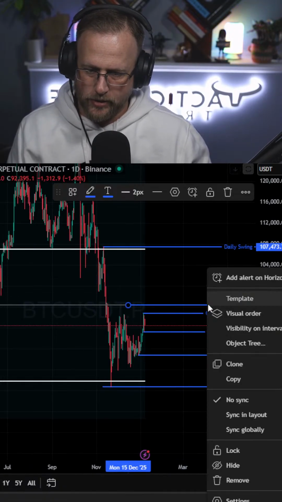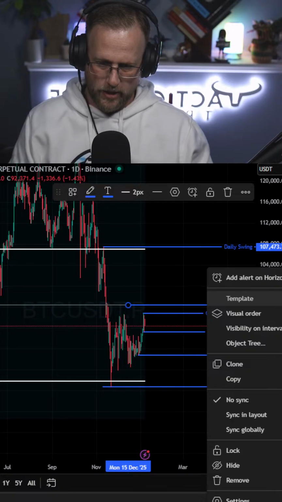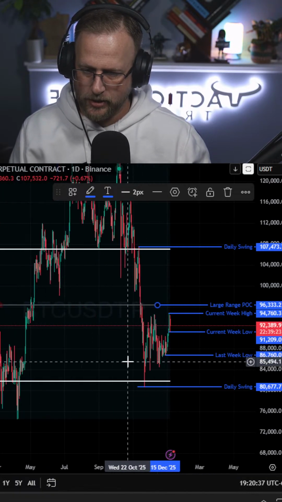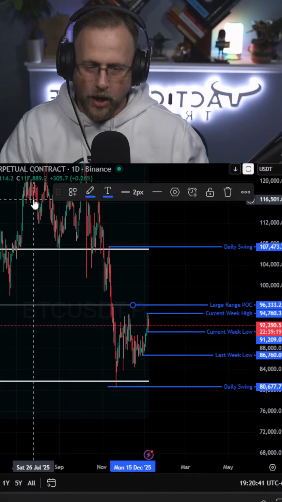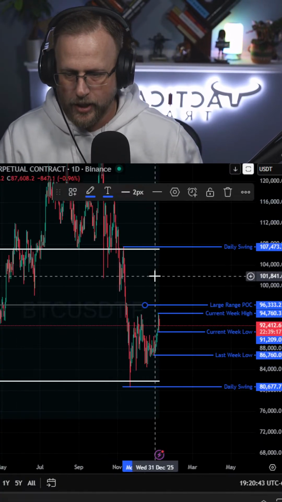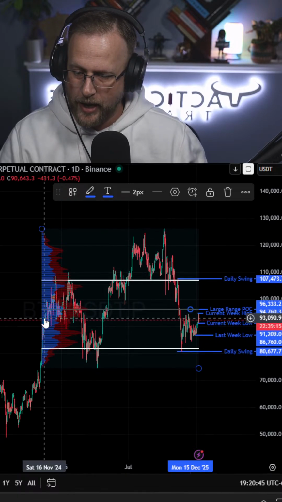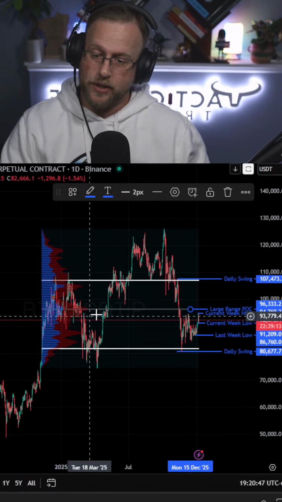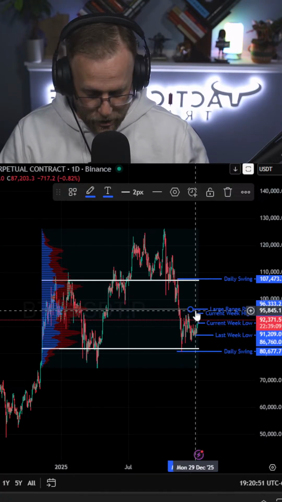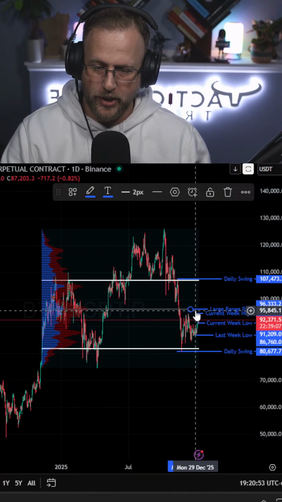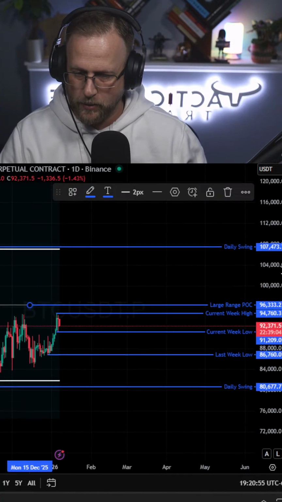96,333, right? And I think I do have, yep, large range POC right there. That's an important level. That's the POC, kid, right? Where most of the volume has been traded in this entire range. So since November, this little gray line right here is the majority of the volume. That's where most of the trades take place. So it's an important level to watch.